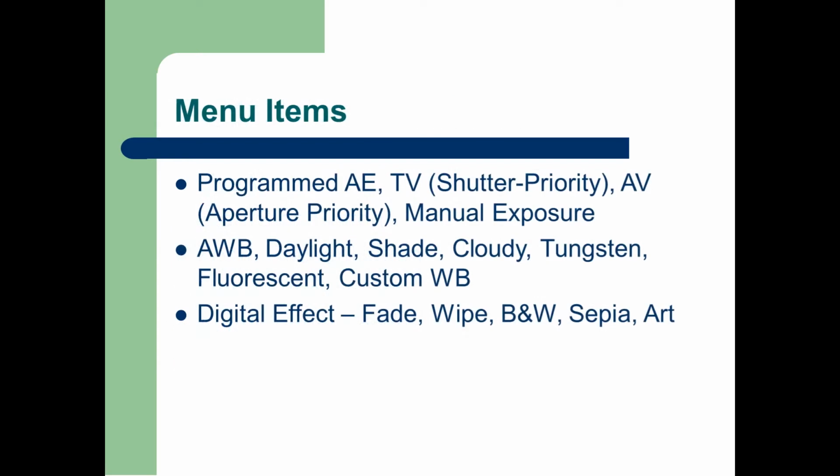On your camera, you're going to have programmed auto exposure, a shutter priority setting, an aperture priority setting, and manual exposure. General rule of thumb is to set the shutter speed at 2 times the frame rate. Frame rate is typically 24 or 30 frames per second, so you would set the shutter speed at 1/50 or 1/60 of a second. You want to set the aperture to wide open, and then you adjust the ISO to get the correct exposure.